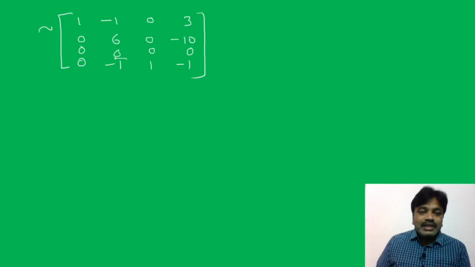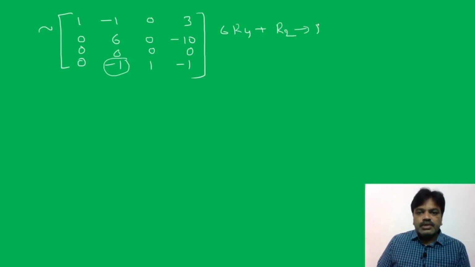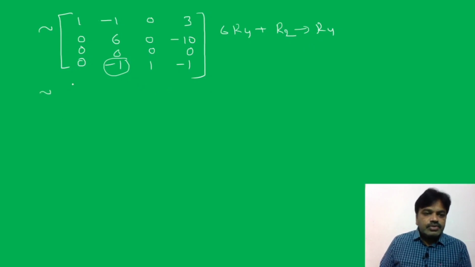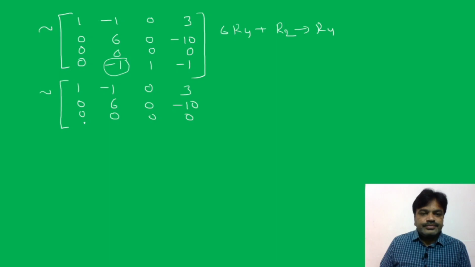Now I want to make this element 0 by using R2. This is 1, so multiply with 6 R4. Already we have minus here, so R4 plus R2 in place of R4. So this is equivalent to 1 minus 1 0 3, 0 6 0 minus 10, 0 0 0 0. Now 6 minus 6 is 0, and minus 10 gives minus 16.